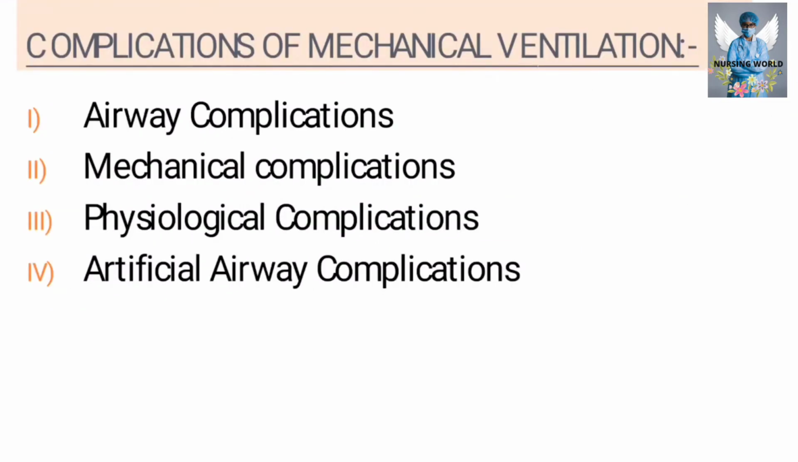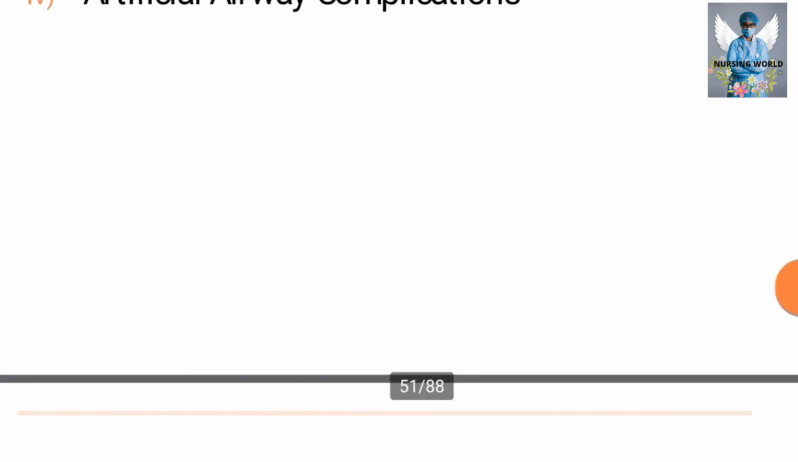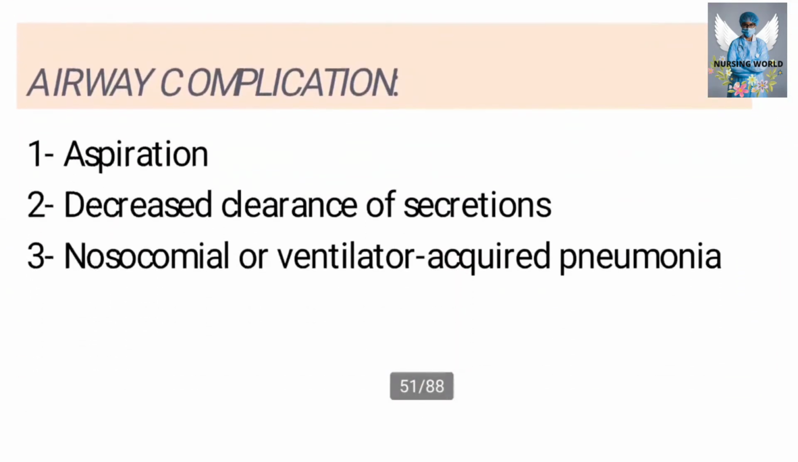The complications of mechanical ventilation are airway complications, mechanical complications, physiological complications and artificial airway complications. These are the divisions of the complications. In airway complications, we can see aspiration, decreased clearance of secretions, and nosocomial and ventilator-acquired pneumonia. These are the airway complications.